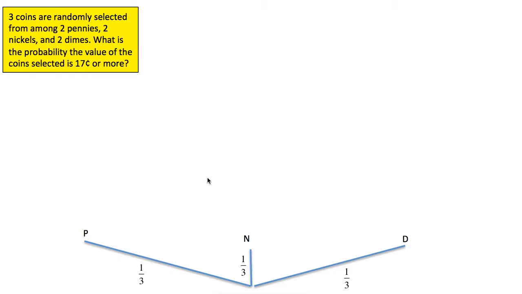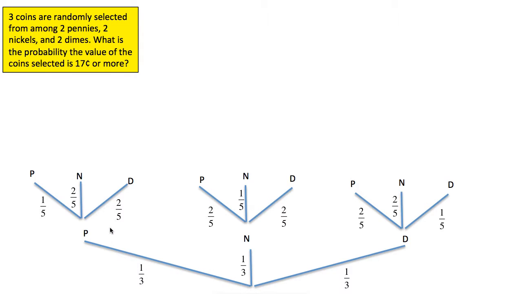We'll think about selecting the coins one at a time. The first one will be either a penny, a nickel, or a dime. The chances of it being a penny, since we have 6 coins and 2 of them are pennies, 2 of the 6 are pennies, so that's 1/3 chance the first coin will be a penny. And similarly for the chances it will be a nickel and a dime, since there are 2 coins of each type.